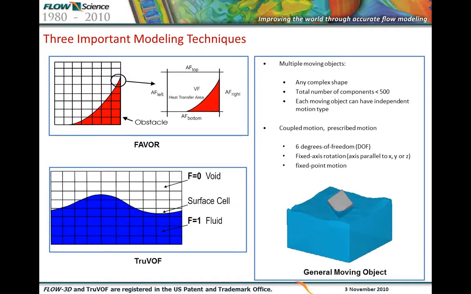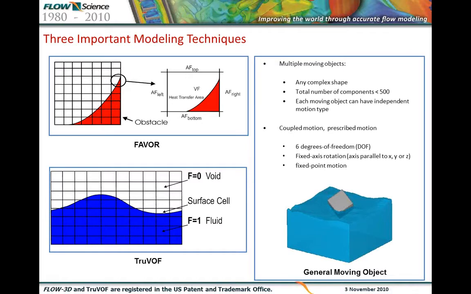I'll first talk about three important modeling techniques in Flow3D. These are techniques in Flow3D which make it a unique computational fluid dynamics code. They enable Flow3D to efficiently and accurately simulate transient solutions.